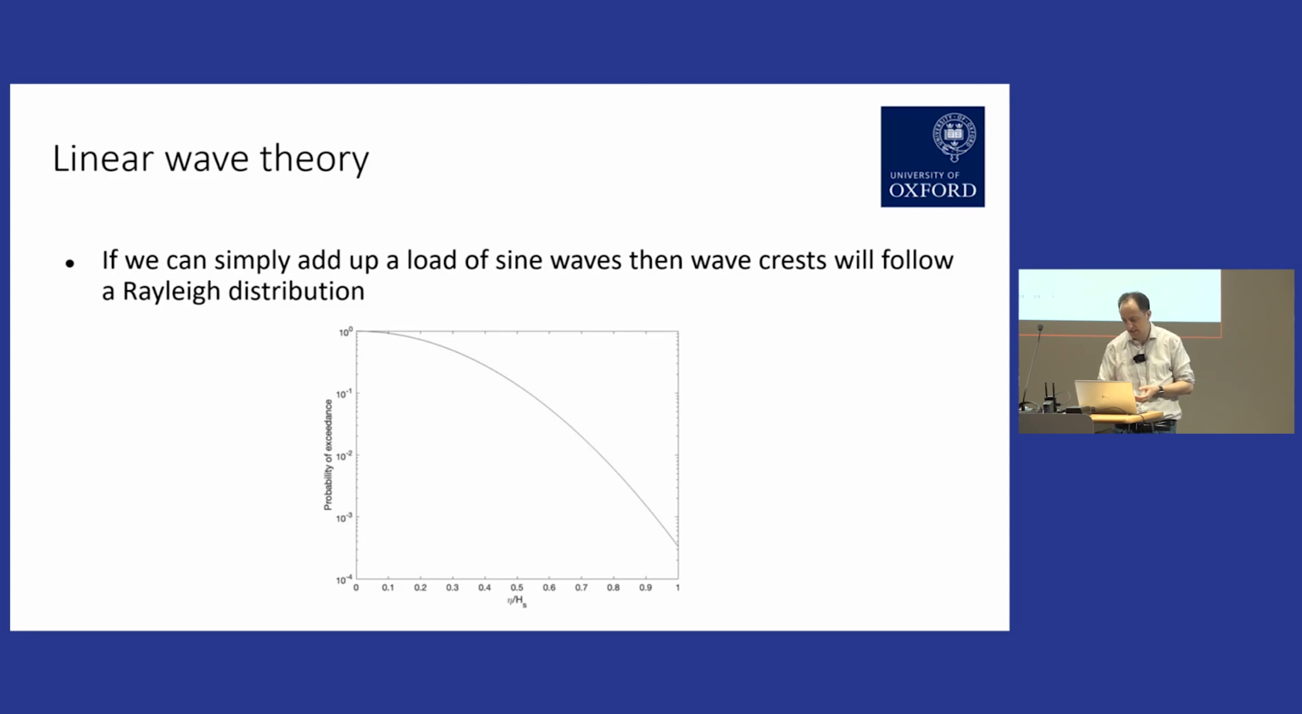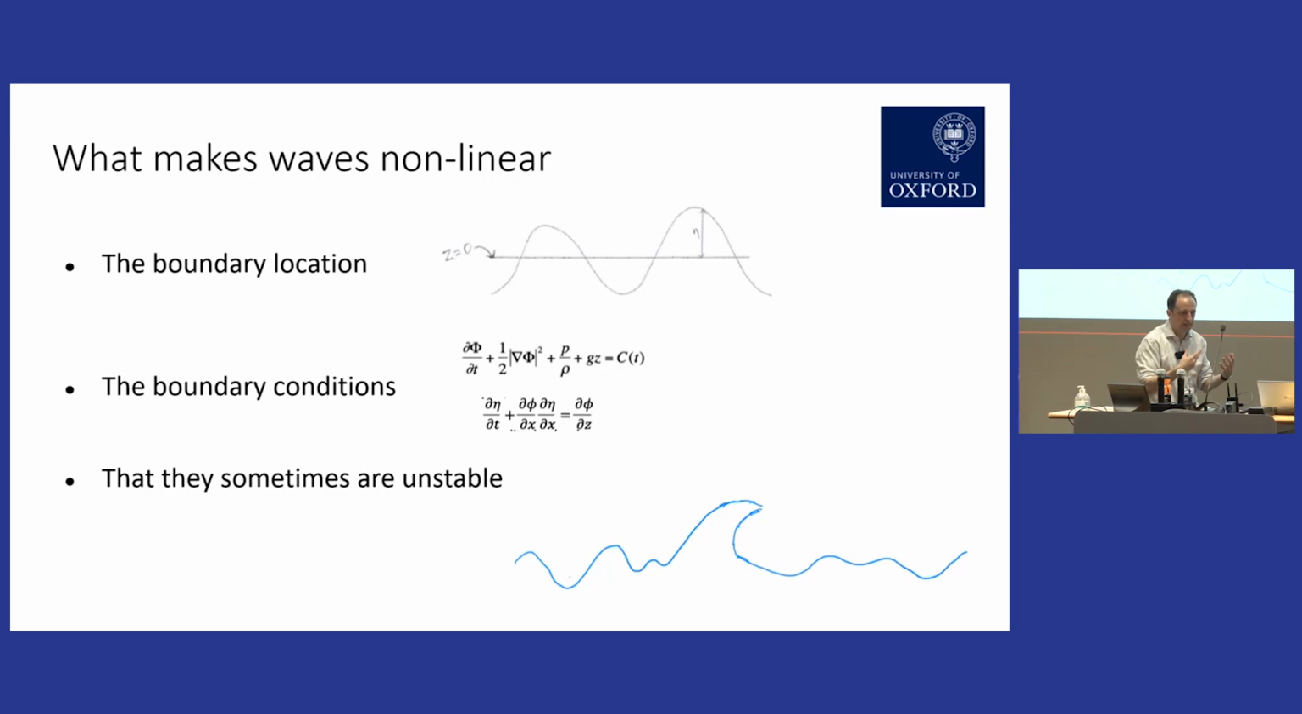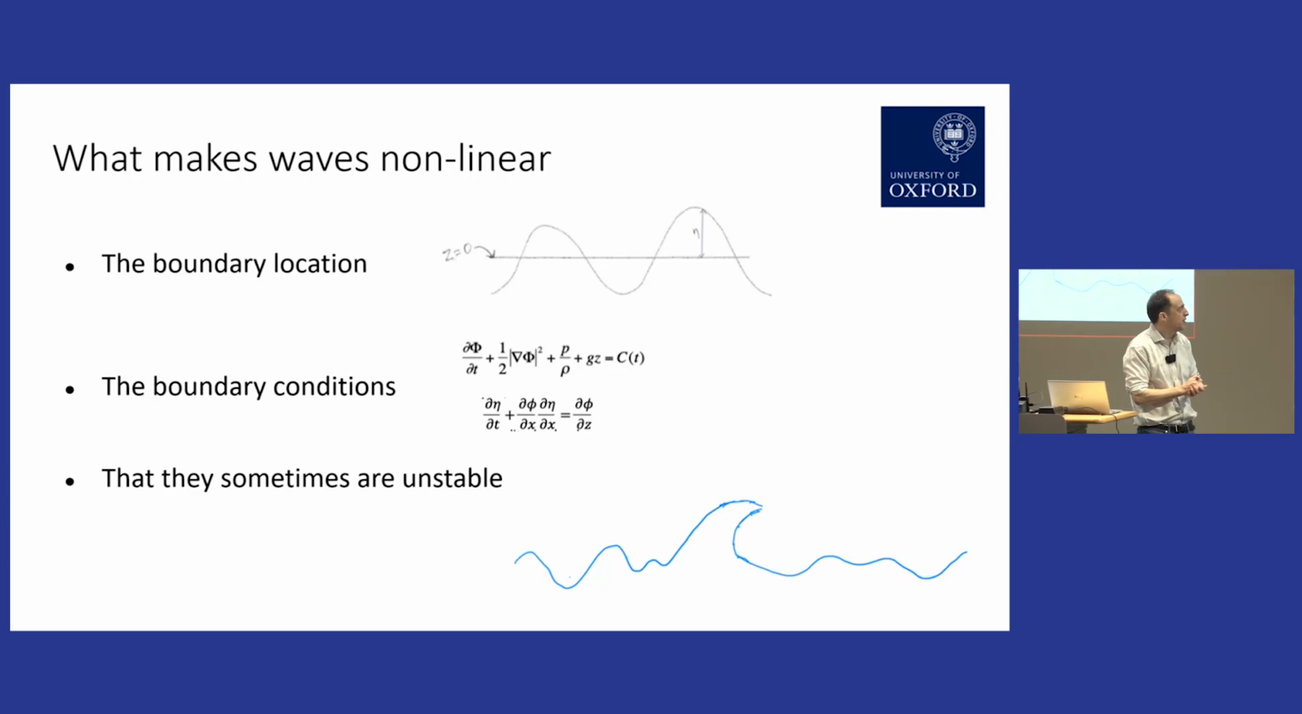So that's linear theory, and hopefully many of you have seen that and are familiar with where that comes from. I decided I wasn't going to go back and recover the physics of that. But I did think I'd try and make the point about what makes waves nonlinear. Well, when we're doing linear theory, we evaluate our boundary conditions at mean water level. So on this diagram, z equals 0.